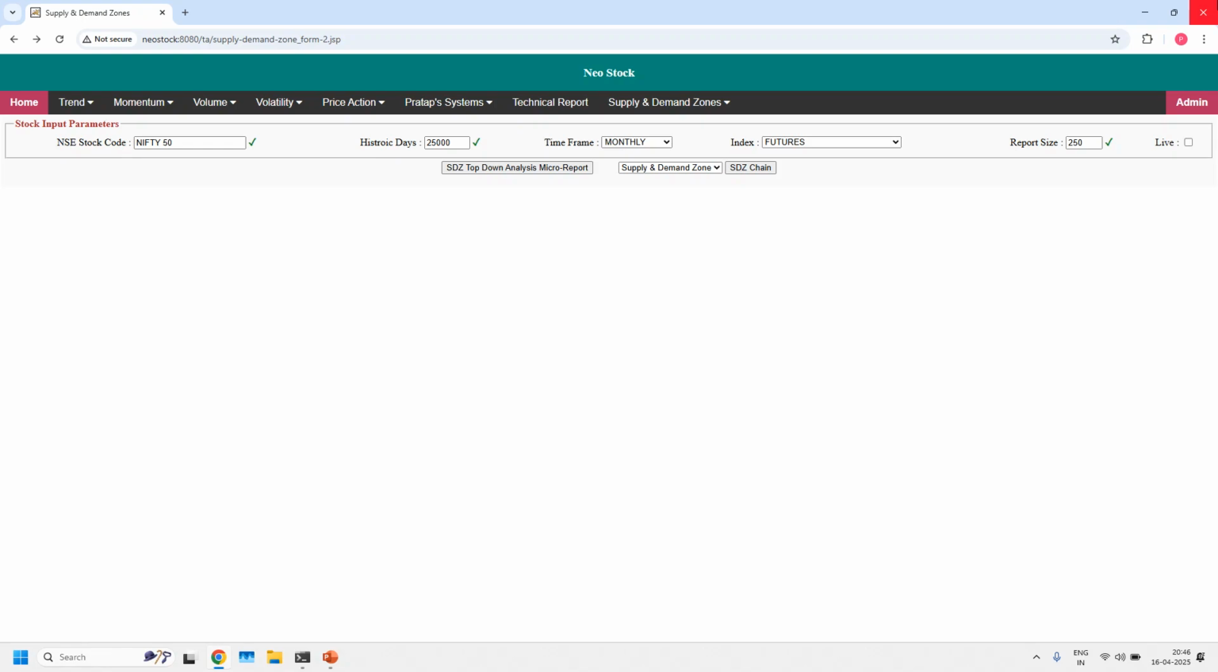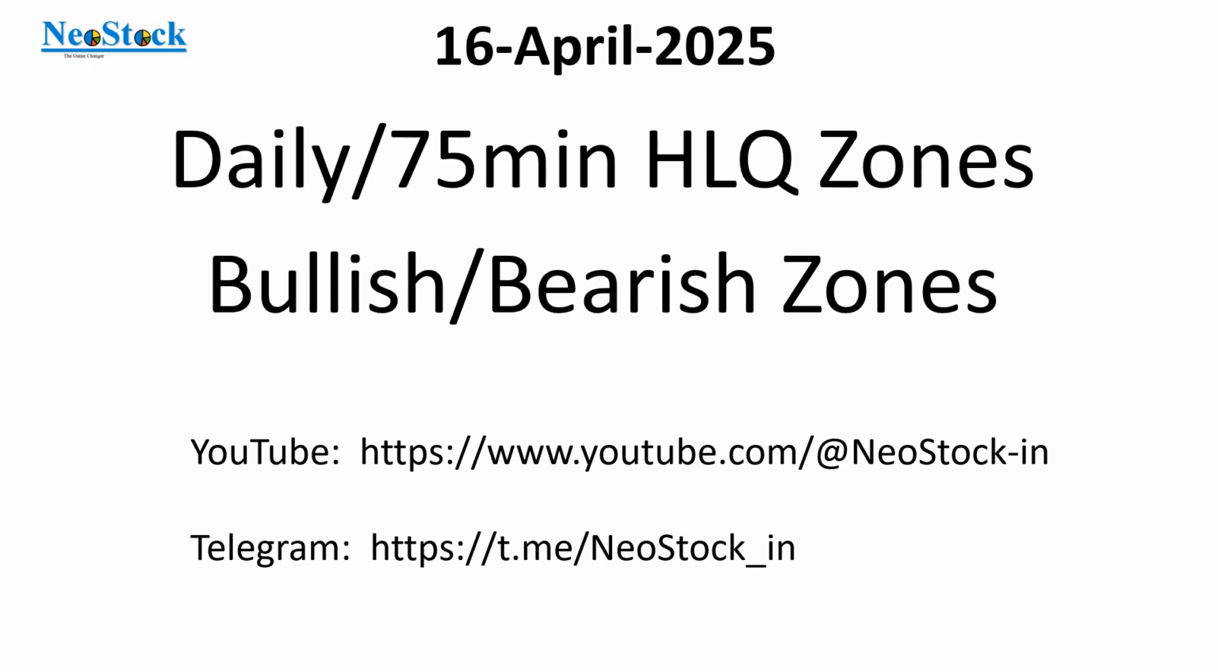Okay, before I generate the supply demand zone chain reports, first I will look into daily and 75-minute zones and bullish and bearish trade setups. Already I captured the data in the form of screenshots.